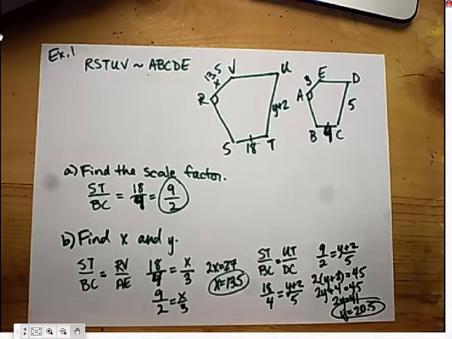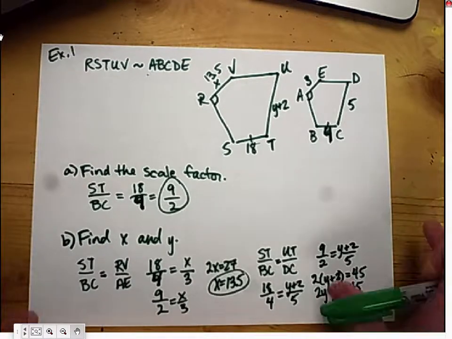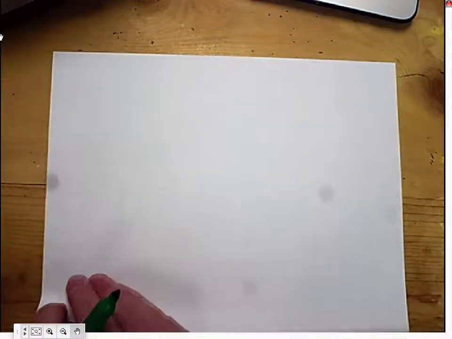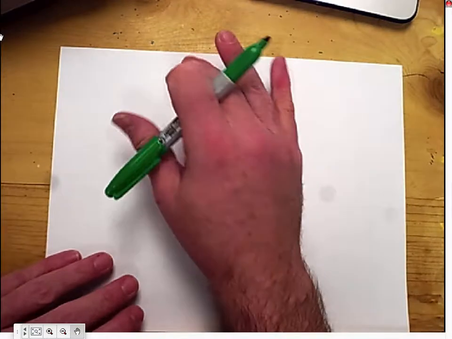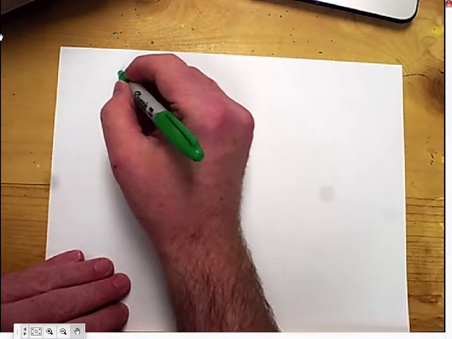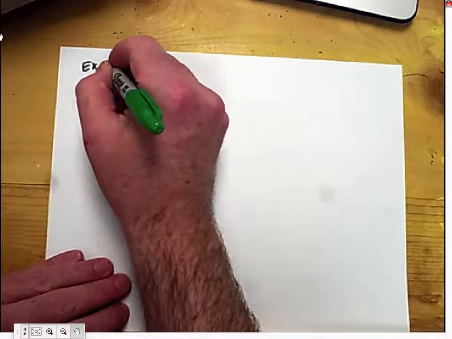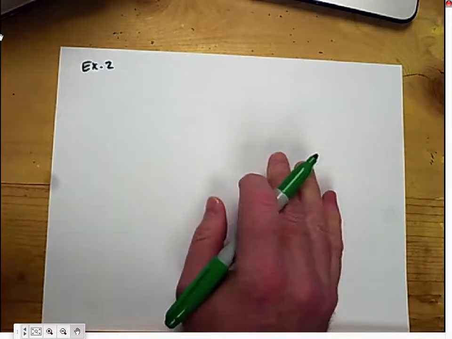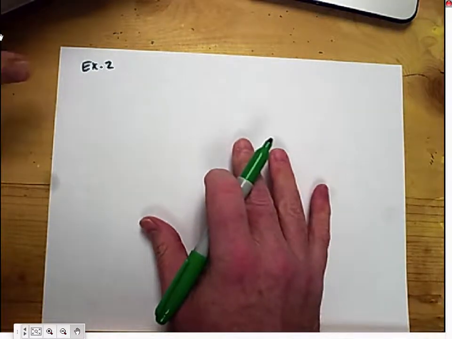Okay? Everybody good? All right. Let's do one more example. And really, that's it for this whole section. And this is like an example in the book, but I'm changing just a few things. Okay?